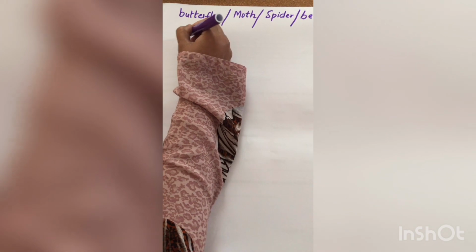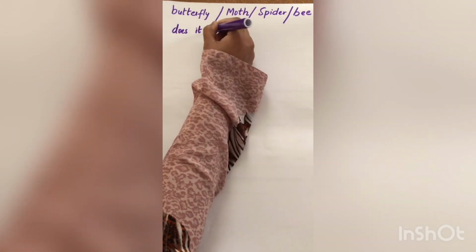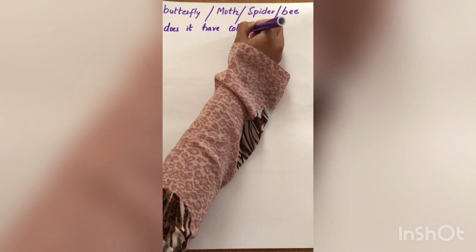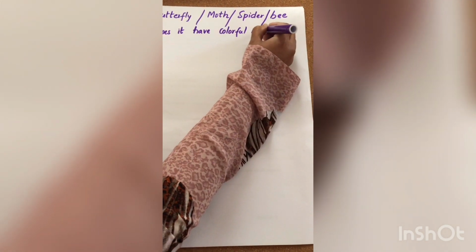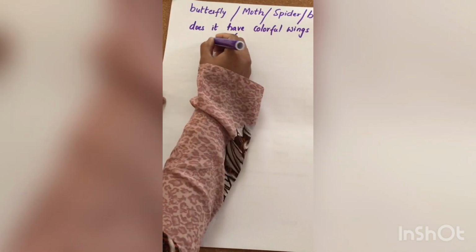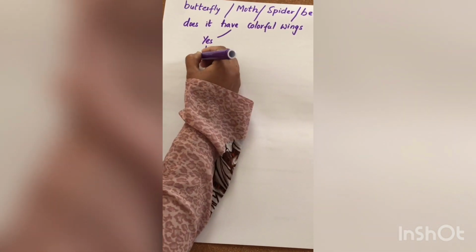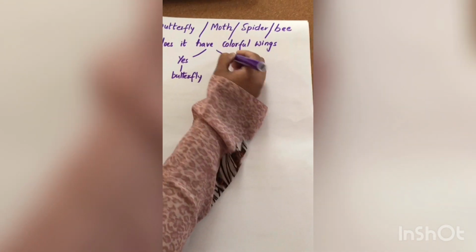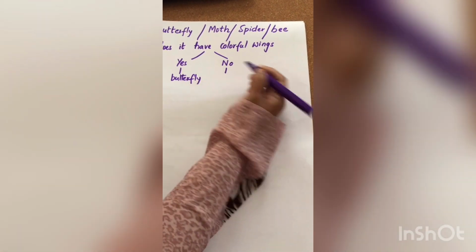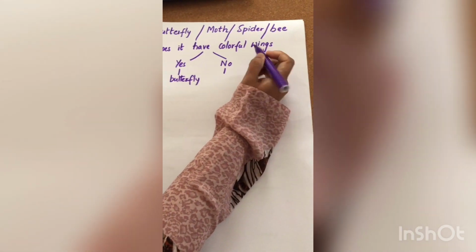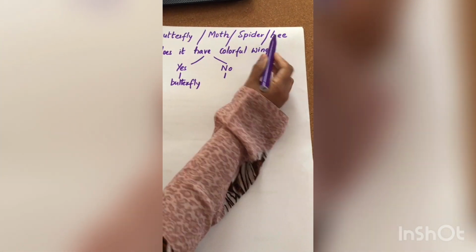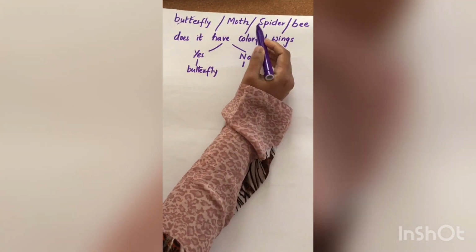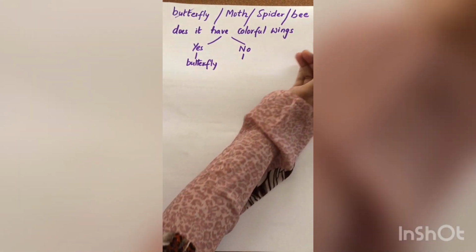So shall we start? Does it have colorful wings? So which one is it? Butterfly. And under no, you need to continue making keys for the rest of the three. Now here butterfly is done. Now we have moth, spider and bee.